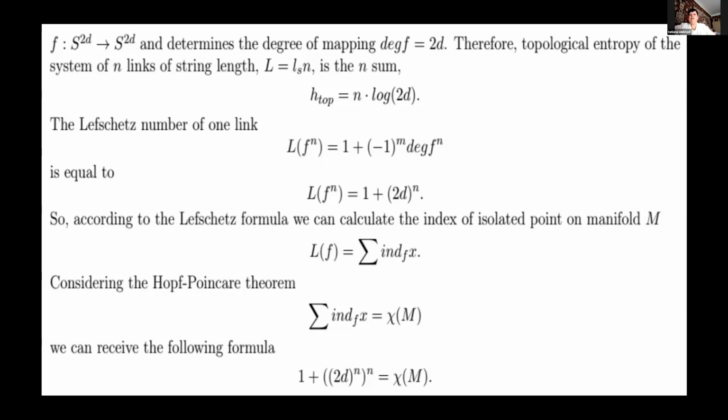So according to the Lefschetz formula, we can calculate the index of the isolated point on the manifold M. Considering the Poincare theorem, the index is connected with the Euler characteristic, and therefore the Euler characteristic is defined by the formula presented at the bottom of this slide: (1 plus 2D) to the power n, and again to the power n.